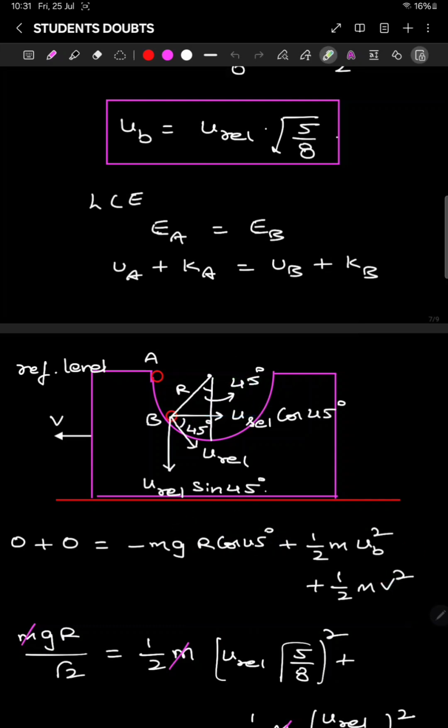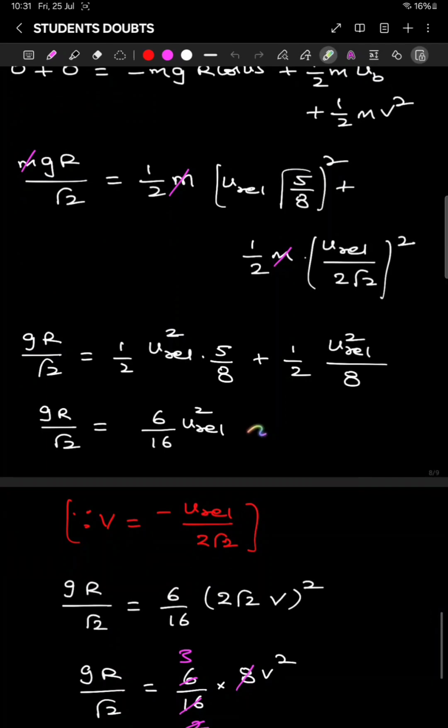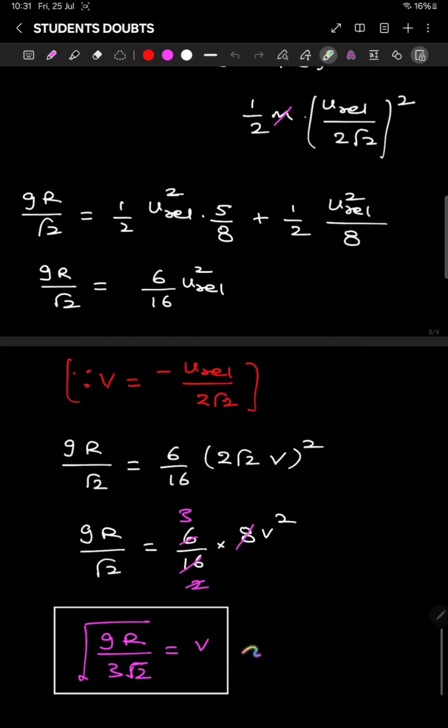When the ball reaches here, the velocity of the ball is u b, kinetic energy formula half m u b square. At that time, the wedge velocity is V, half m V square. Substitute the ball velocity and the wedge velocity. On solving, we get the equation like this. We know the relation between wedge velocity and relative velocity like this. In place of u relative, substitute this one and solve to find the velocity of the wedge when the ball reaches B. Thank you.